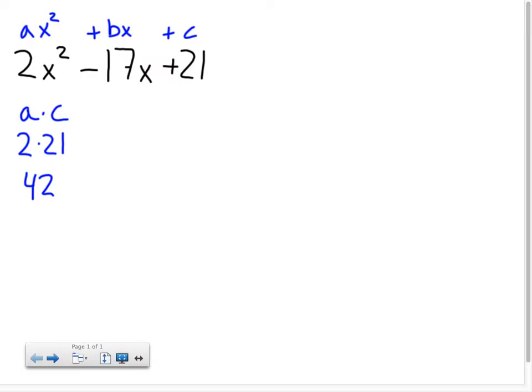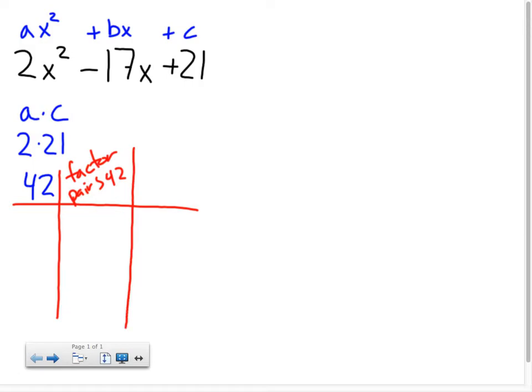So I'm going to make a little chart to keep track of what I've done. In the center column, we're going to write the factor pairs of 42. And in the rightmost column, we're going to write what the sum of those factor pairs are. And more specifically, I'm going to write up here what our goal is. Our goal is to find a sum that's negative 17, our b value.